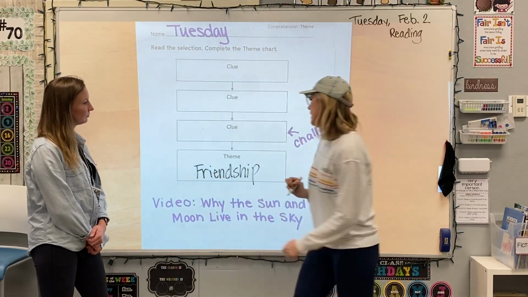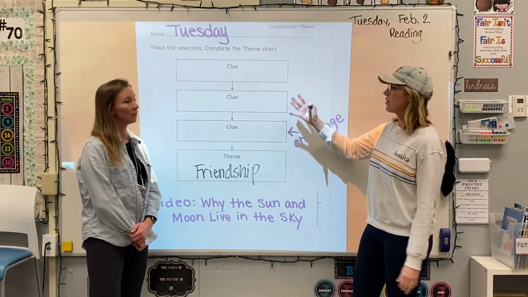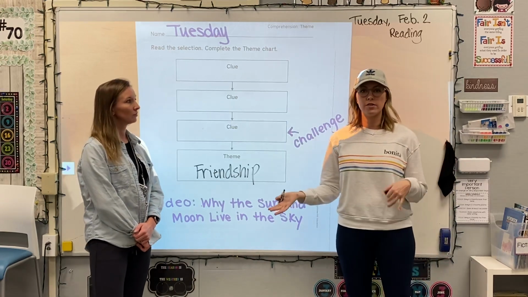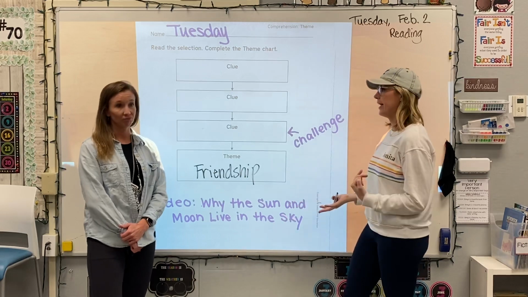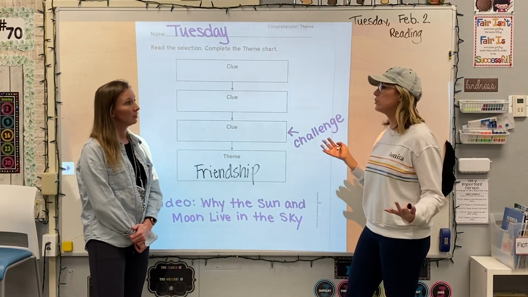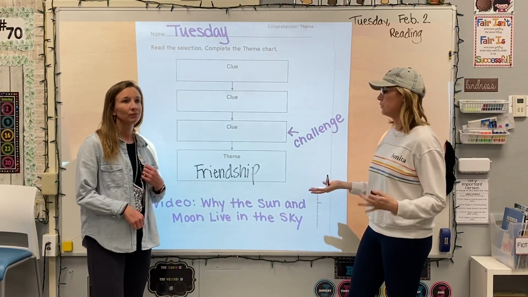One word. And throughout the story, things were happening with sun and moon and water that showed us that friendship meant a lot to these characters, right? So for starters, what was one clue that you came up with that showed that it was friendship?